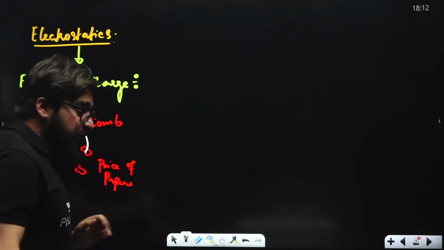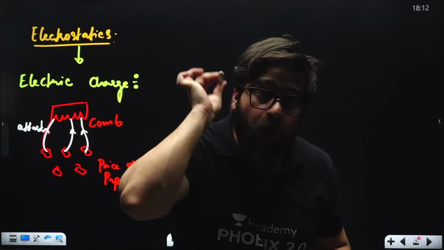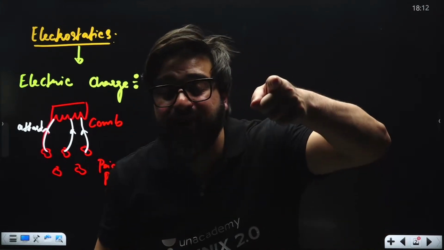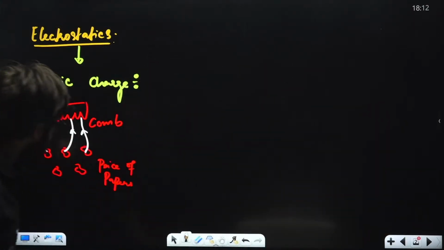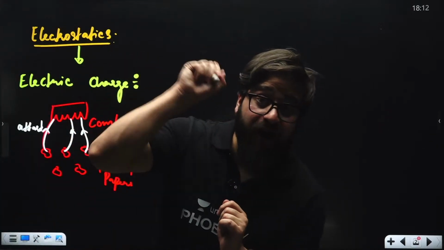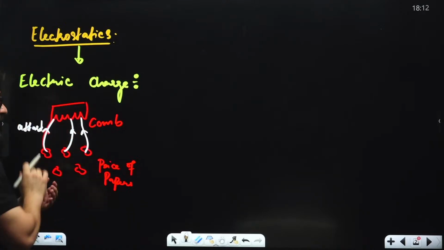Before rubbing the comb with my hair, if I take it near the pieces of paper, no attraction will be there. These pieces of paper will not be attracted towards the comb. So I say, only after you rub, these pieces of paper will be attracted to the comb.